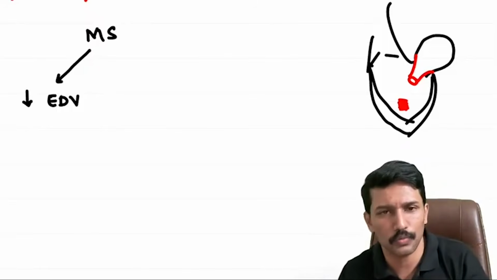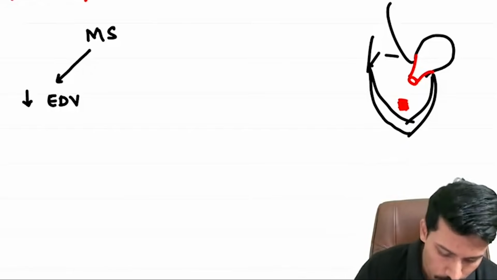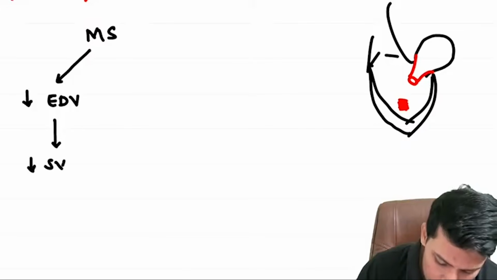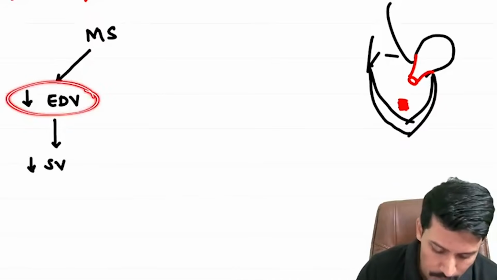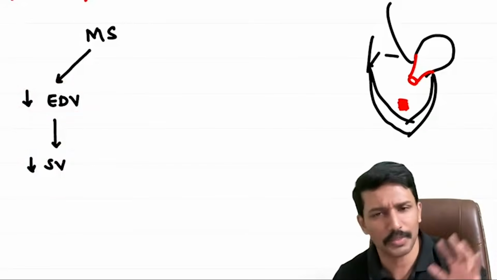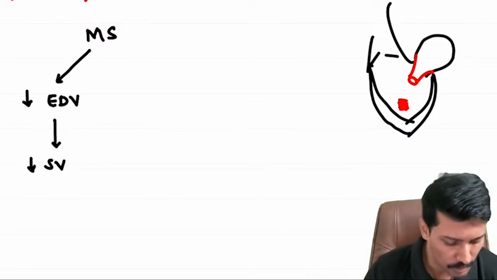So what will happen to the stroke volume? By default, whenever end diastolic volume decreases, we will have a decrease in the stroke volume. Okay, can anybody tell me what is the relationship between end diastolic volume and stroke volume? Normally, not talking about mitral stenosis, but normally, what is the relationship? So Tapa, very good.